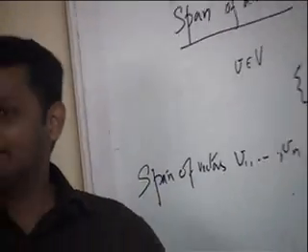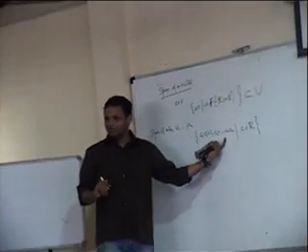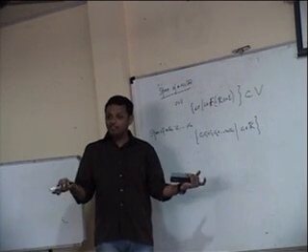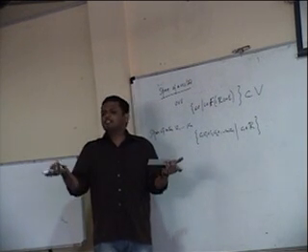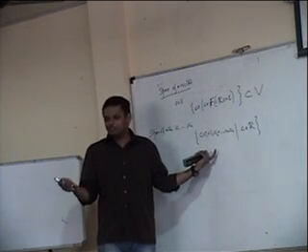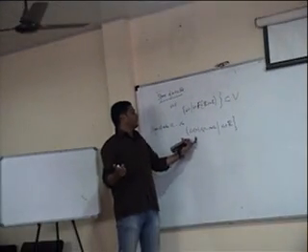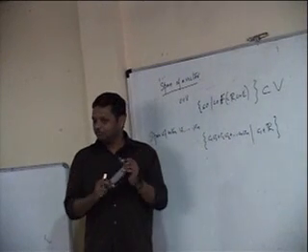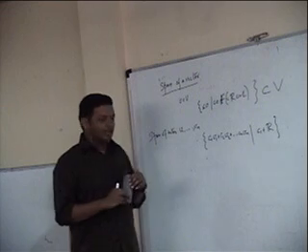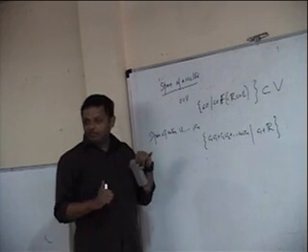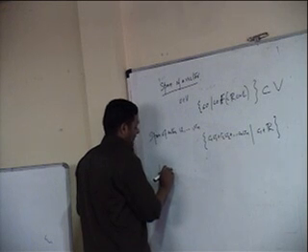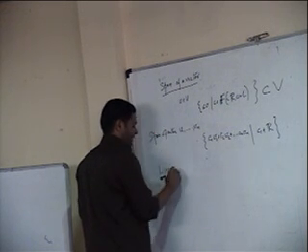You can easily check that if you take two vectors of this form, summation ci vi and summation di vi, you add them, you will get summation (ci plus di) vi. And scalar multiplication works the same way. So the span of vectors also forms a subspace. The span of n vectors also forms a subspace. So these are two important notions. Now what we want is linear dependence or linear independence.